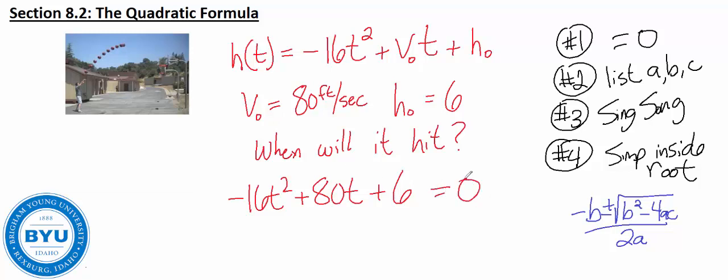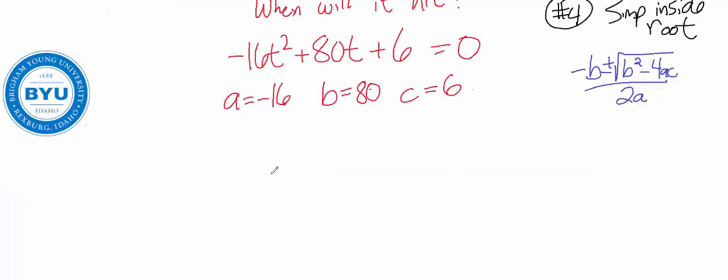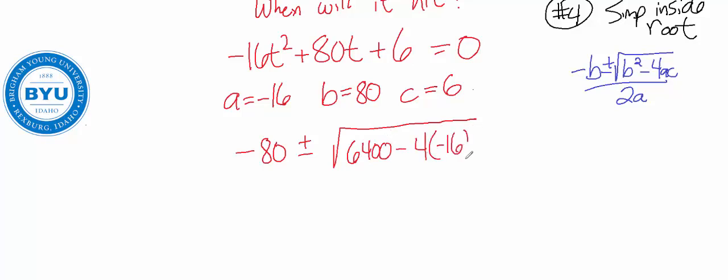So the question is, when will it hit the ground? Well, we're going to set it equal to 0. If they would have asked, when does it reach 100 feet? Well, then we would have put 100 feet in there. But I want to know when it hits the ground. Okay, so our a is going to be negative 16, our b is 80, and our c is 6. Now we're ready to sing the quadratic formula. Here we go. Negative b plus or minus the square root of b squared, that's 6,400, minus 4 times a times c all over 2a. 2 times negative 16 is negative 32. Okay, good.